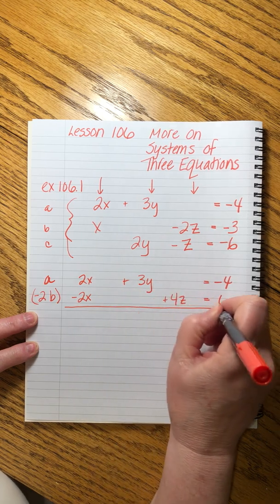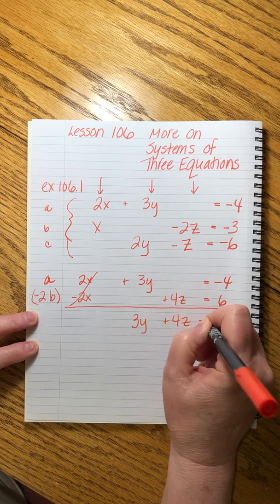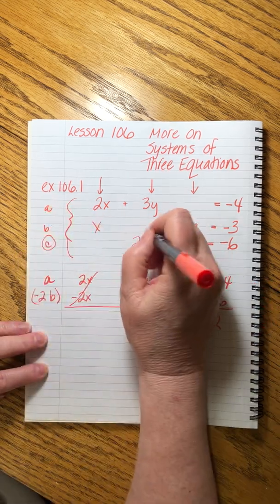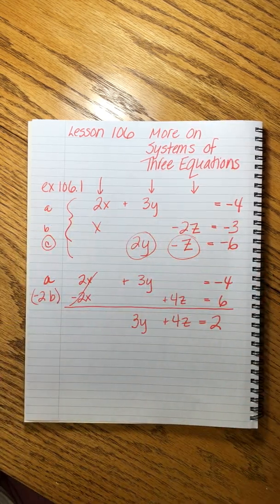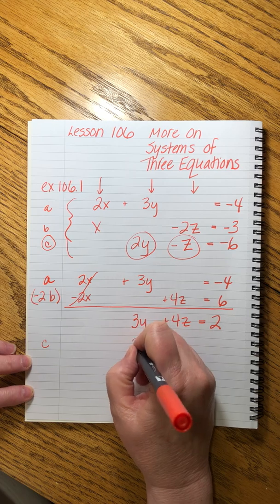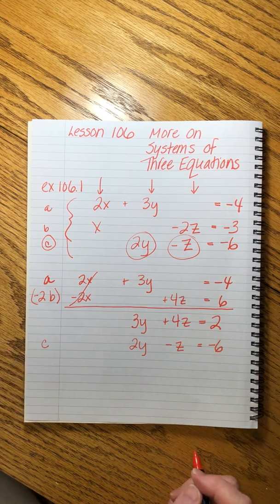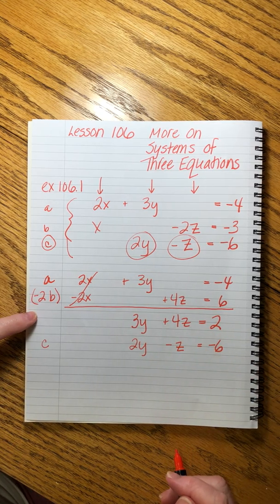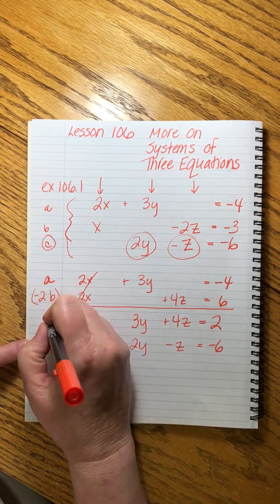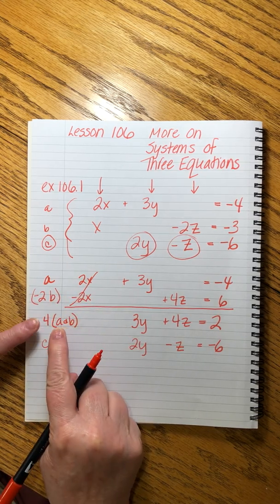Now, when I add them, I will have 3y plus 4z equals 2, and these two variables are the same two variables in C, which I have not used yet. So I'm going to bring C down, and that is 2y minus z equals minus 6. And I'm going to multiply this one times 4. And I'm going to call this A and B because those are the two that are combined there.